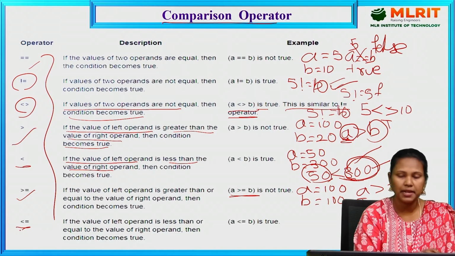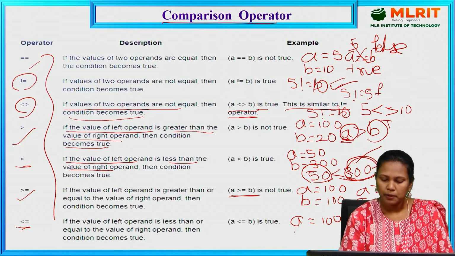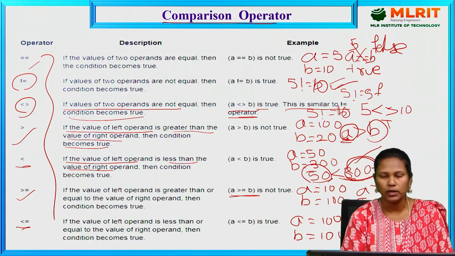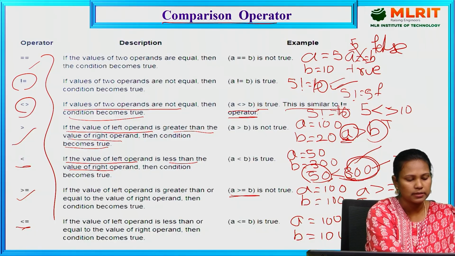Next one, less than or equal. So A equal to 100, B equal to 100 also. So A less than or equal to B. Both are same only. It is equal, so less than or equal is true. So these are the comparison operators.